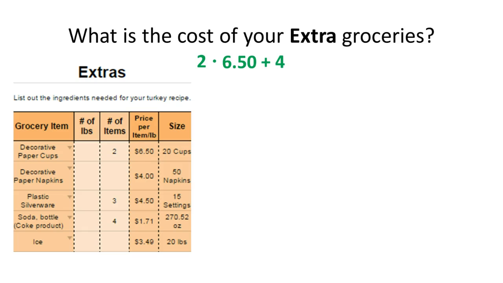$4 just gets added on. I don't have to write in those 2 decimal places after. It's just 4. There's 3 sets of silverware. They're $4.50 each. I needed 3 sets because it looks like there's only 5 settings per package. I have 15 people, so I needed to buy 3 sets. 3 times $4.50.